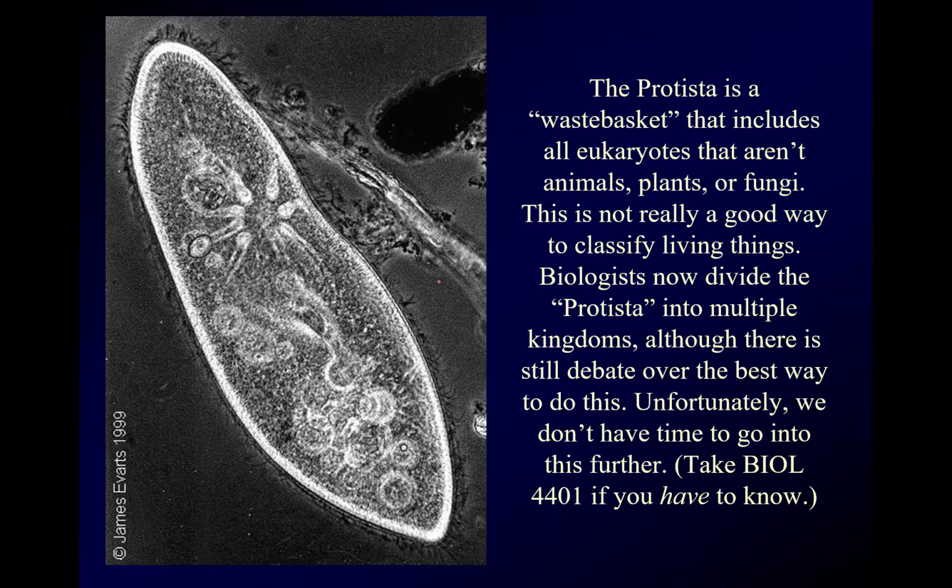And the pros actually classify eukaryotes in a very different way. The Protista are divided into multiple kingdoms and super kingdoms, and there's still debate as to the right way to do this. I've just covered this in Biology 4401 if you ever want to take that. But this is another one of those things that we just have not got time to get into. For our purposes, we're going to learn kingdoms: animals, plants, fungi, and then the kingdom Protista has an asterisk by its name. It's not really a good kingdom. It'll do for what we need to accomplish here.